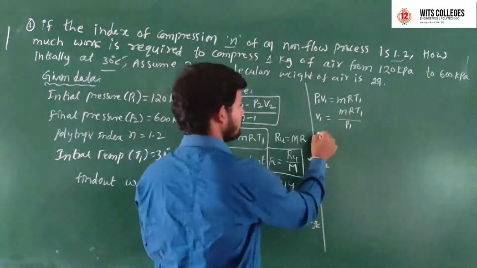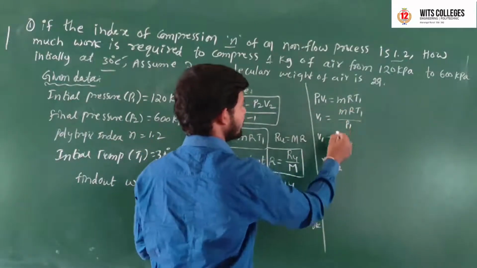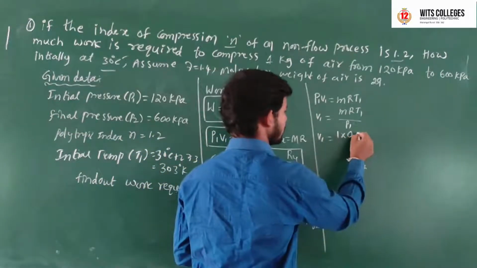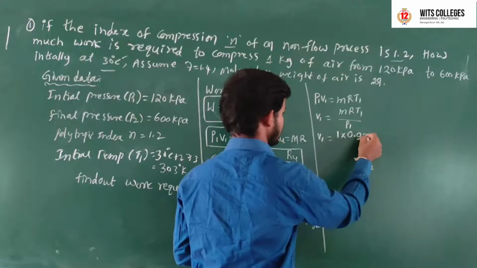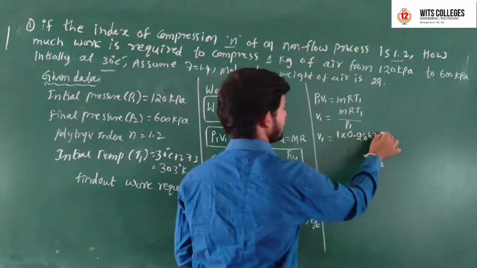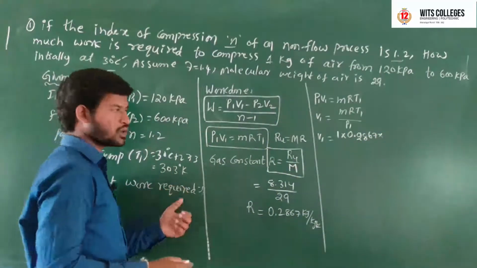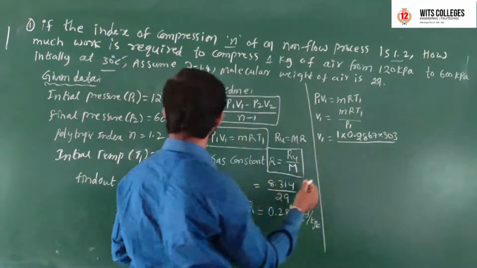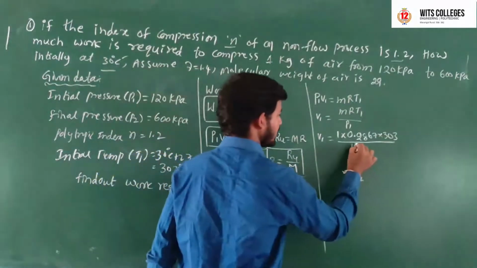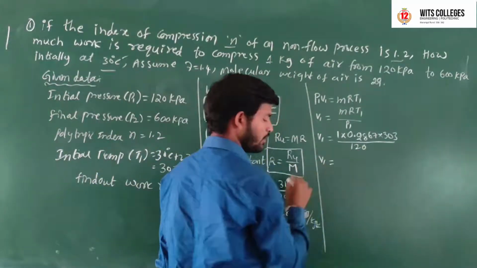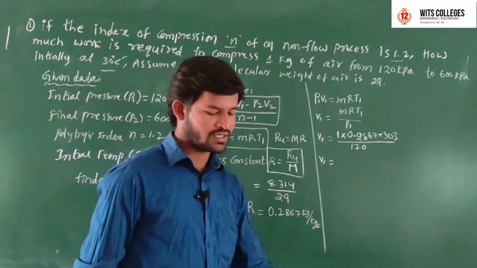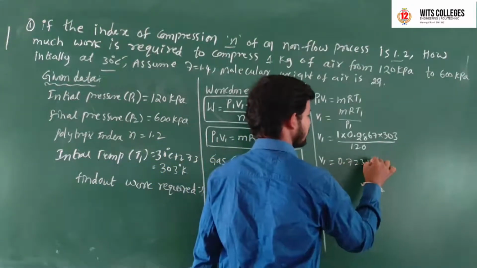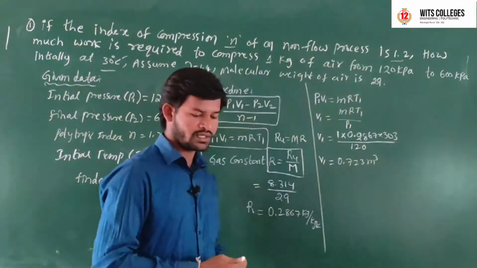Here V1 equals m value 1, R value 0.2867, into T1 value 303, divided by P1 value 120. Here the V1 value is obtained. How much is it? We obtain V1 as 0.723 meter cube.